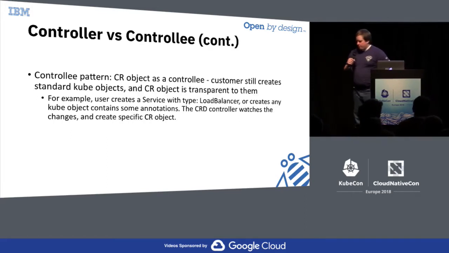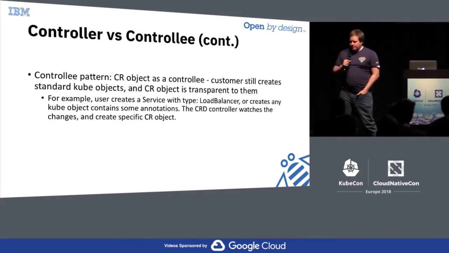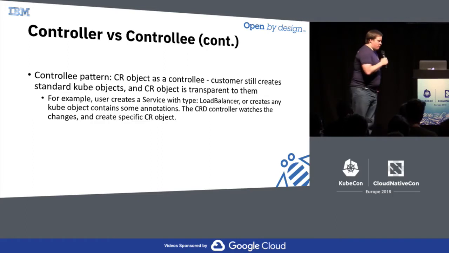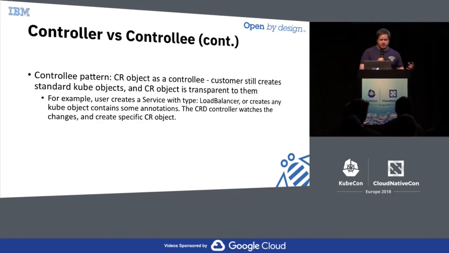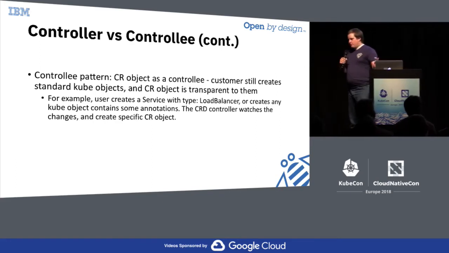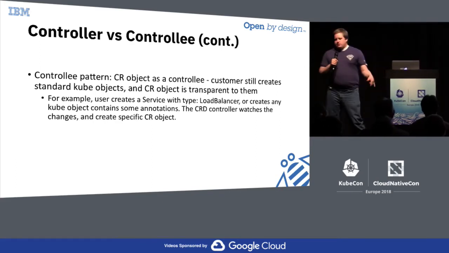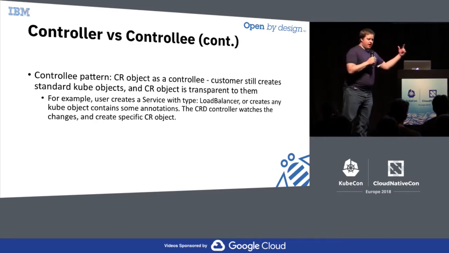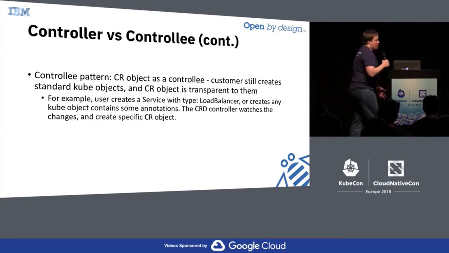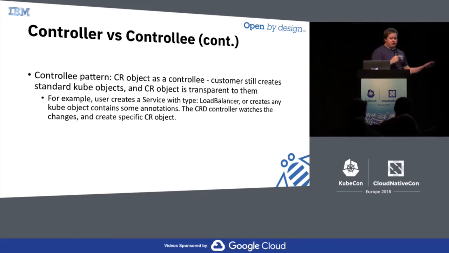So the other pattern that we've seen is the controllee pattern, where you create normal objects in Cube. You have a first controller that sees changes to those objects and creates a custom resource object that you don't normally interact with.